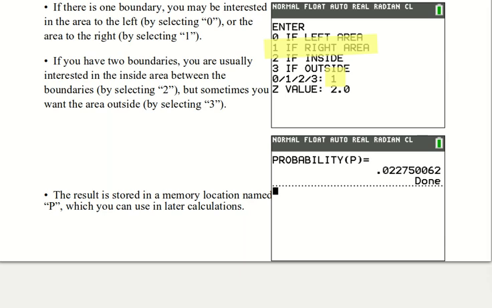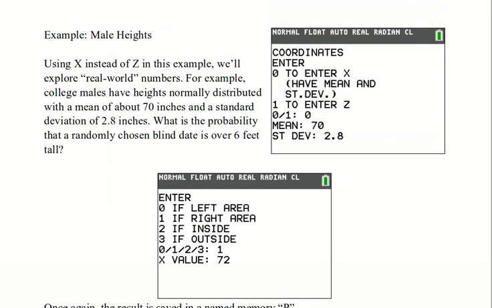One interesting thing, if you want to reuse this probability for a calculation later on, it's actually in your calculator in the P memory position. So our next example is about male heights. So we're going to use x's instead of z's. We're going to do that because notice we are told the mean, so about 70 inches for the mean height, and also the standard deviation, 2.8 inches.